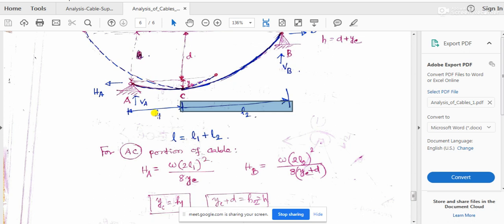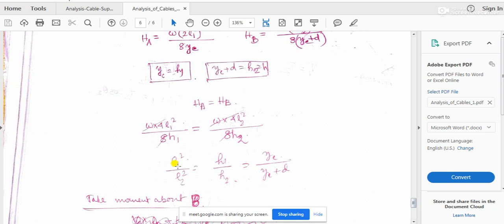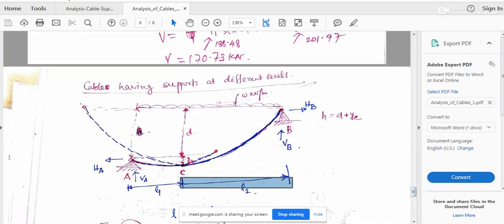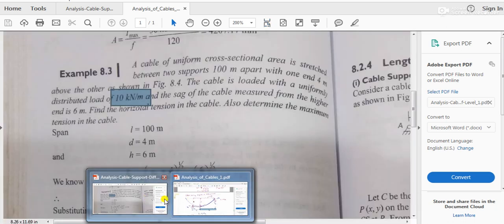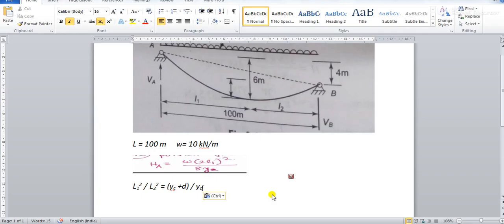So when this L1 is lesser than this L2, at that time we have written this formula: L1 square by L2 square equals YC by YC plus D. Now in this case, we are writing in the reverse way. From here to here we are considering the value as L1, and from here to here we are considering the value as L2. So L1 is now the larger length, L2 is the shorter length, okay? So this formula will also reverse, okay?